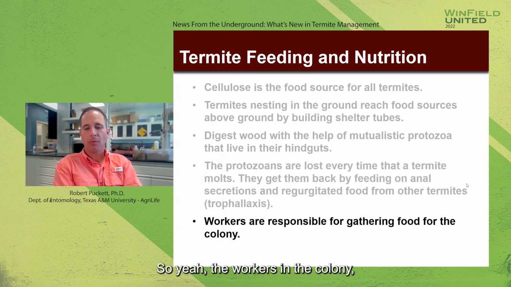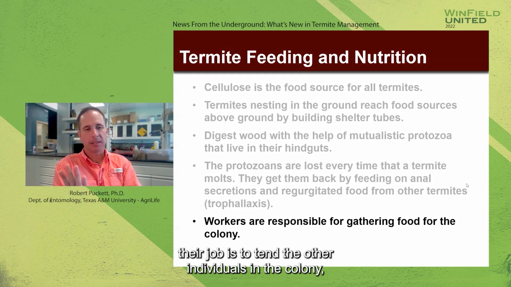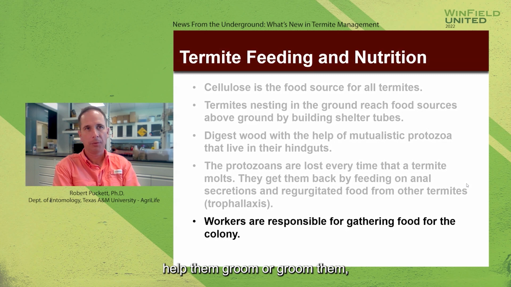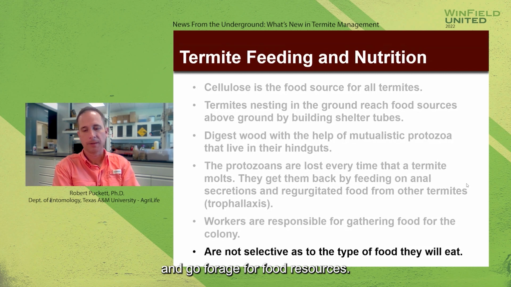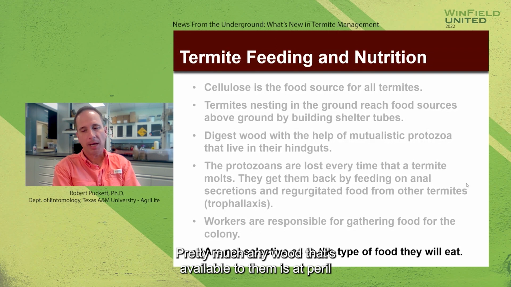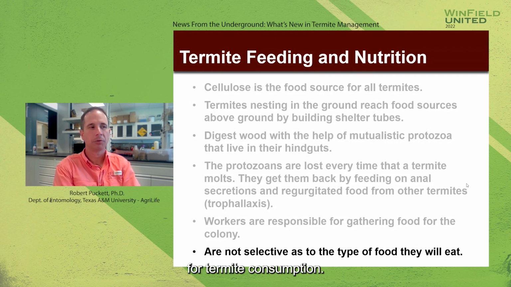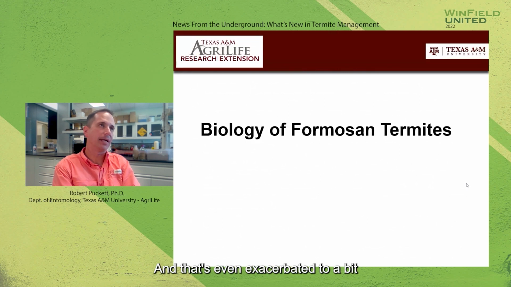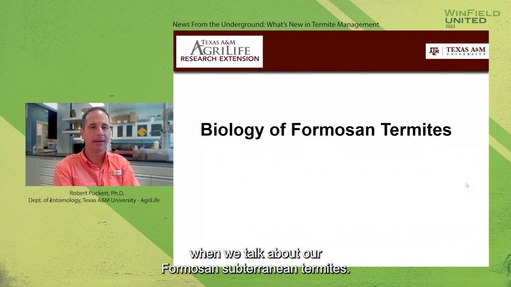So the workers in the colony, their job is to tend the other individuals in the colony, help groom them, but then also to leave the colony and go forage for food resources. And they're not very selective in terms of the type of wood they'll eat. Pretty much any wood that's available to them is at peril for termite consumption. And that's even exacerbated a bit when we talk about our Formosan subterranean termites.